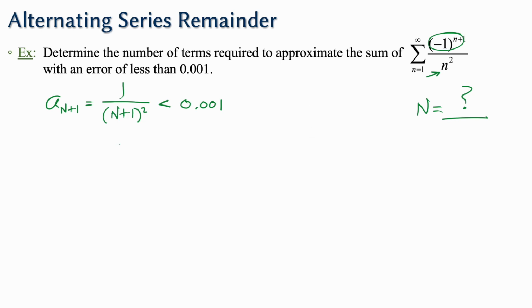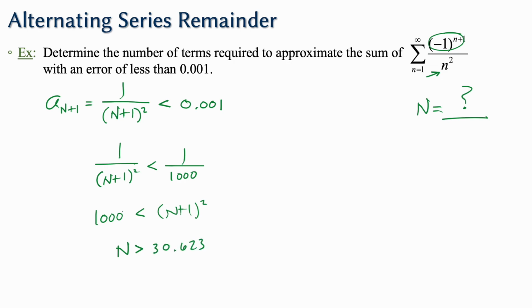So if we want to solve, we can cross multiply if we write this as a fraction. 0.001 is 1/1000th. And then, by cross multiplying, it'll be 1,000 is less than n plus 1 squared. In order for us to figure it out, we're simply going to square root and subtract 1. When I do that, it tells me that n must be greater than approximately 30.623. Again, I just square rooted both sides and subtracted 1. Because I need the number of terms I choose to be greater than 30.62, that means the answer to my question is I need 31 terms.